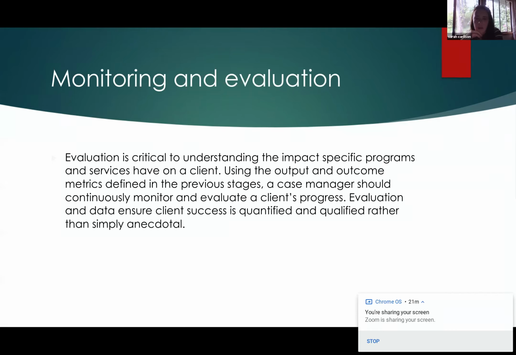So evaluation and data ensure client success is quantified and qualified rather than anecdotal. We want to make sure that we have hard evidence that our treatment is working rather than just people saying, yeah, it was great. While we love that people say that, we also want to essentially be able to prove that our interventions and what we're doing is actually helpful for folks.